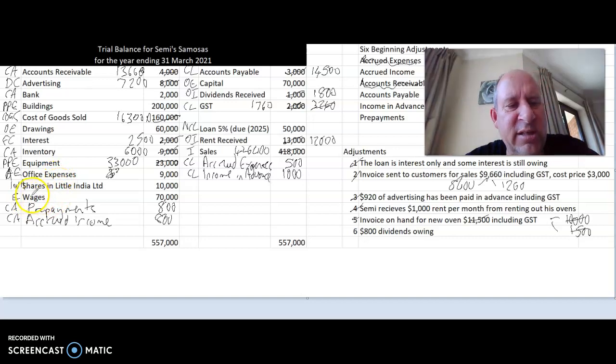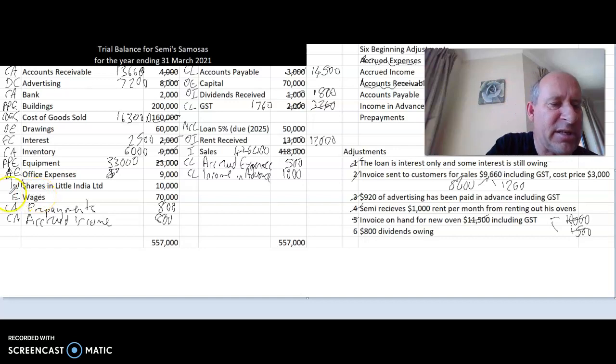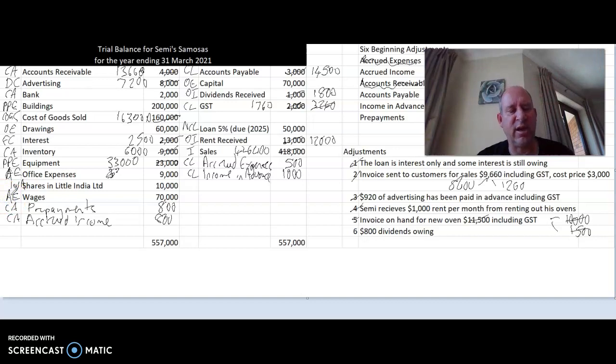I've just put E for wages. It could be DC if it was sales wages or AE. We'll make that AE if it's office wages. CA for prepayments, CA for accrued income. CL accounts payable, OE capital, OI other income and dividends, CL GST, NCL loan, that's non-current liability, OI rent, I sales, CL accrued expenses, CL income in advance. Notice that those other ones you brought in are all either current assets or current liabilities.